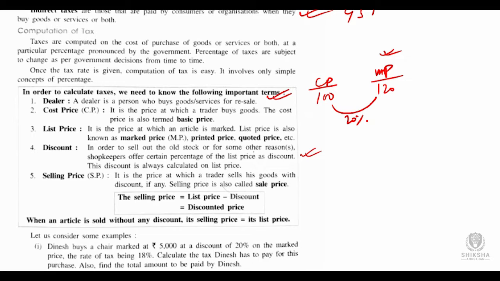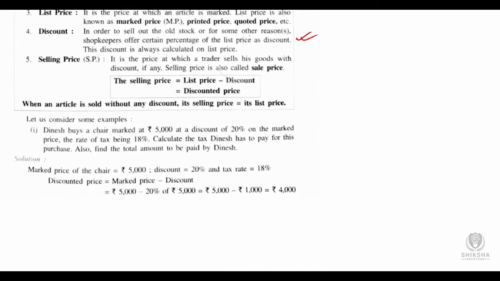Then selling price. What is selling price? Selling price is the price at which the trader sells his goods and services with discount, if any. If there is a discount, then the discount is subtracted from the list price. That is equal to the selling price. Or if there is no discount, then the list price itself is the selling price.